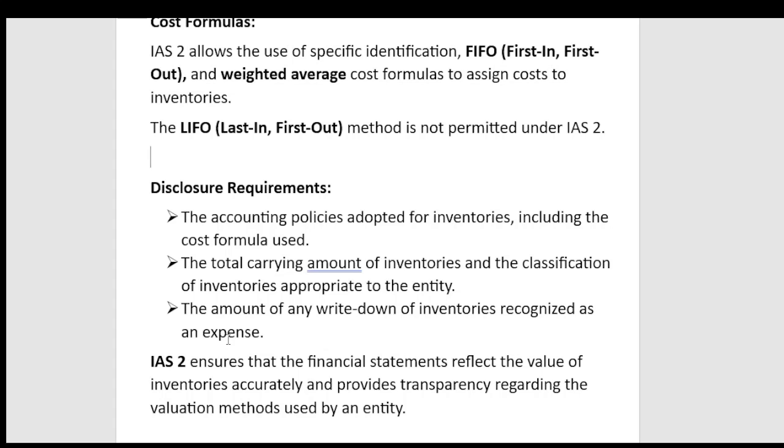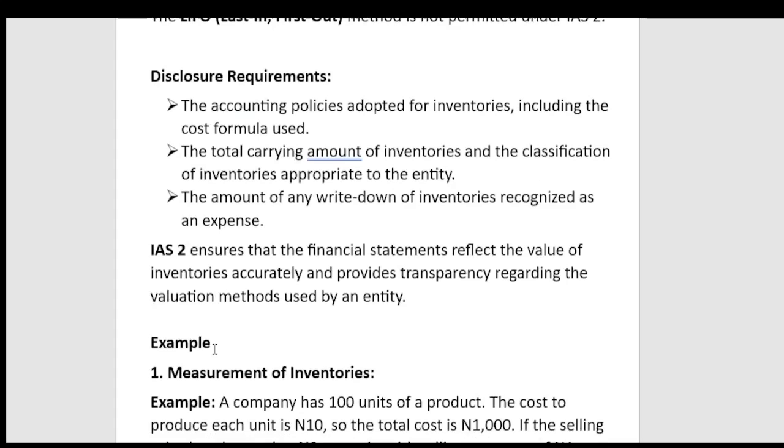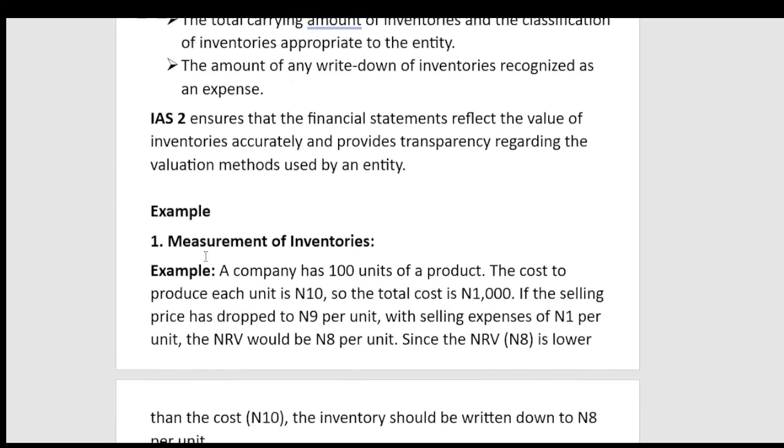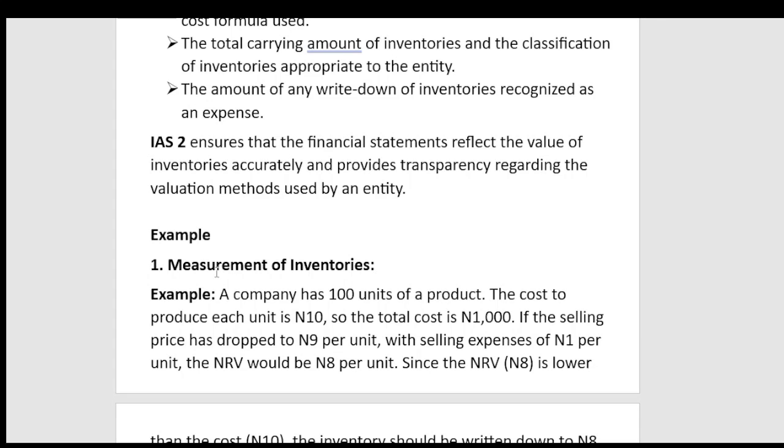We are going deep now. We are going to the main IAS 2 so that you understand it more. Now, IAS 2 ensures that the financial statement reflects the value of inventory accurately and provides transparency regarding the valuation method used by an entity. Let's take a look at this example one.